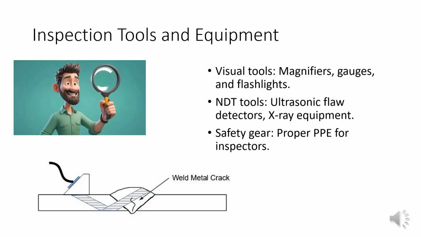Inspection tools and equipment are critical. For visual inspection, tools like magnifiers, gauges, flashlights, and even bore scopes may be necessary, depending on the situation. If we're performing non-destructive testing, such as ultrasonic testing or X-ray, we need to use the appropriate equipment for those methods. Additionally, inspectors must be properly geared up, including wearing the right personal protective equipment, PPE, such as vision protection, gloves when needed, and appropriate industrial footwear, like safety shoes.